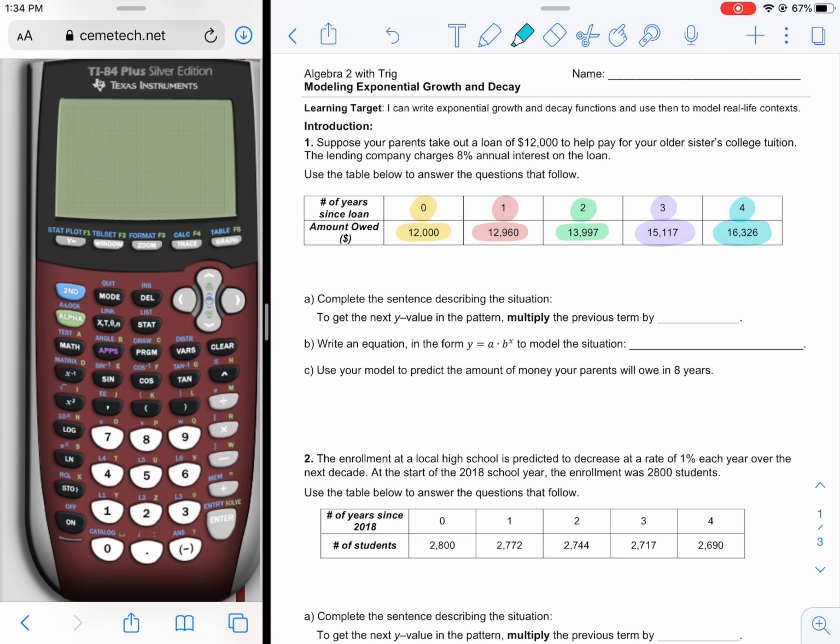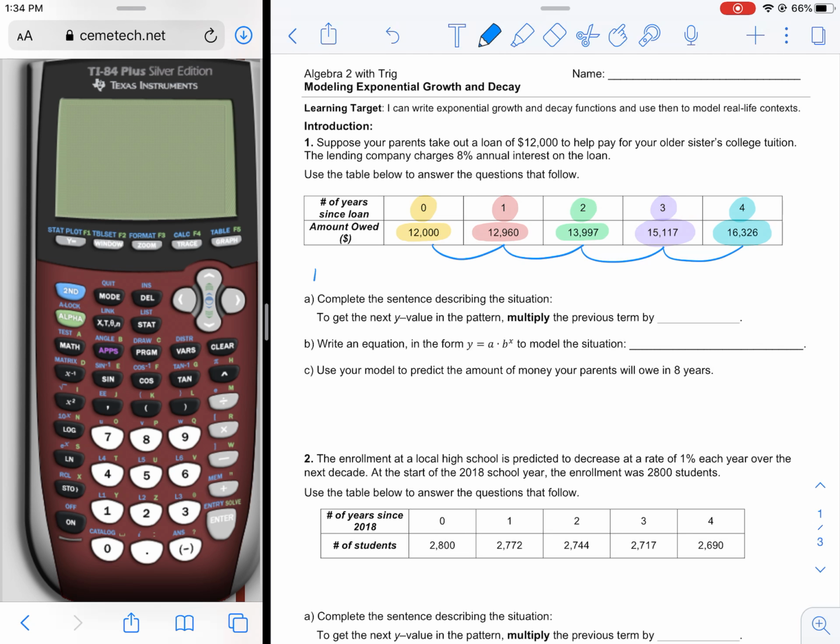The first one is, to get the next y value in the pattern, multiply the previous term by what number? So the question is, what can we multiply each of these numbers by to go directly to the next number? Okay, so we're starting with a $12,000 loan and the company's charging 8% interest. So each year the amount needs to increase by 8%.